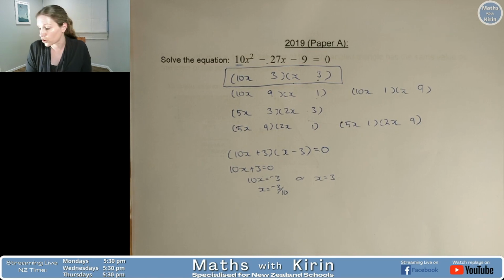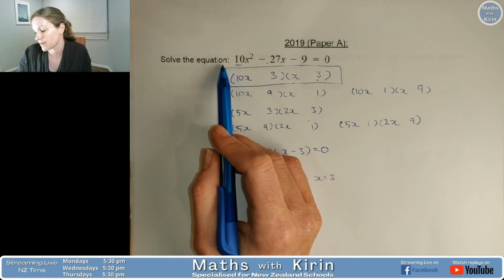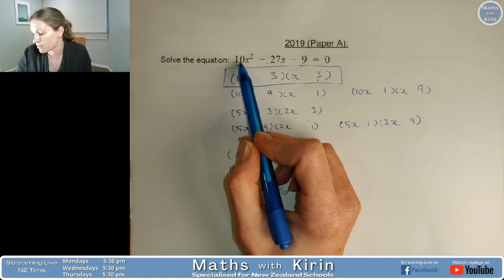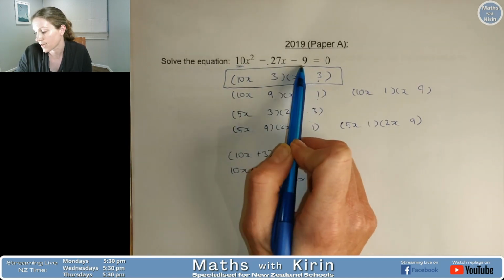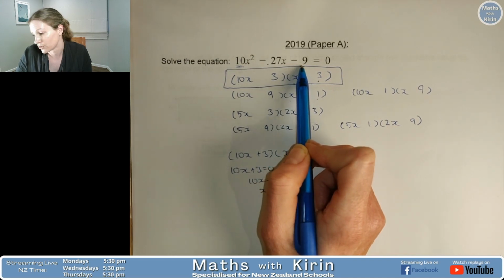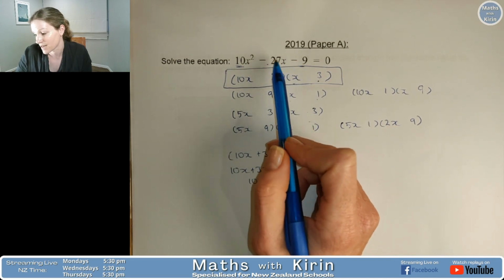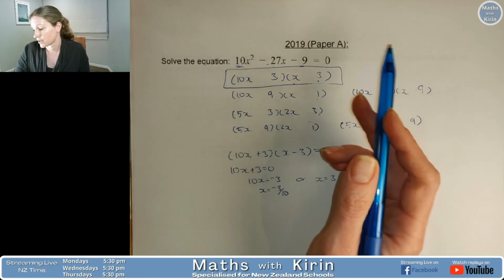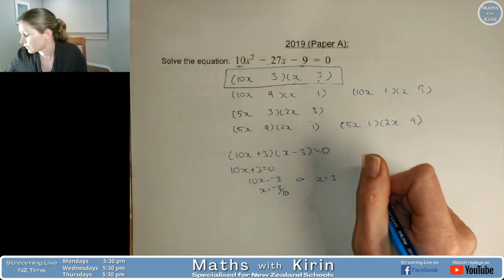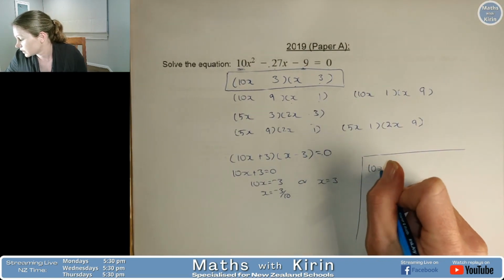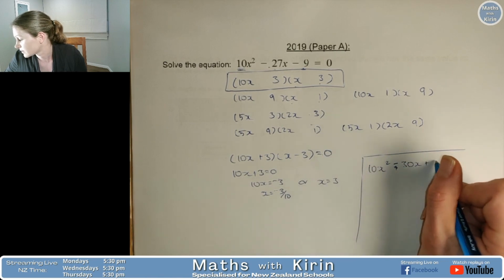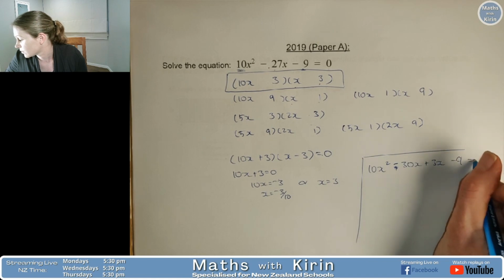Or you could try using that factorizing method that I talked about in the factorizing video, where you multiply your 10 and your 9 to get negative 90. You want two numbers that multiply to give you negative 90 and add to give you negative 27, which would be your negative 30 and 3. So you would then write and factorize down here. 10x squared, minus 30x plus 3x minus 9 equals 0.